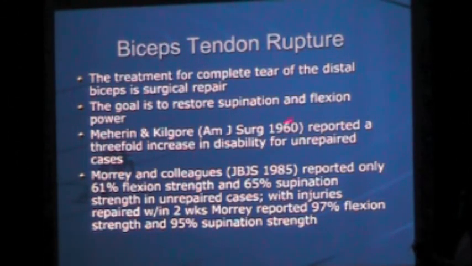So restore supination and flexion. There was a study in 1960 that reported a threefold increase in disability for unrepaired cases. Morey in 1985 reported only 61% flexion strength and 65% supination strength in unrepaired cases. So this shows you how much of a deficit in strength there is if you leave them alone. But with repair, you can get up to 95% of your strength back.